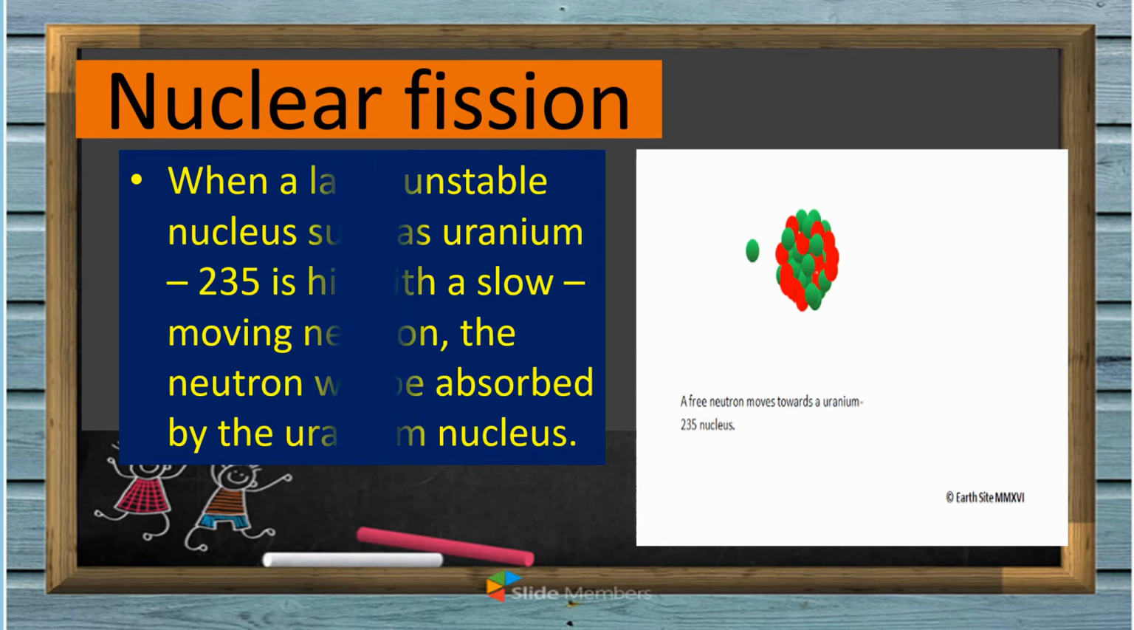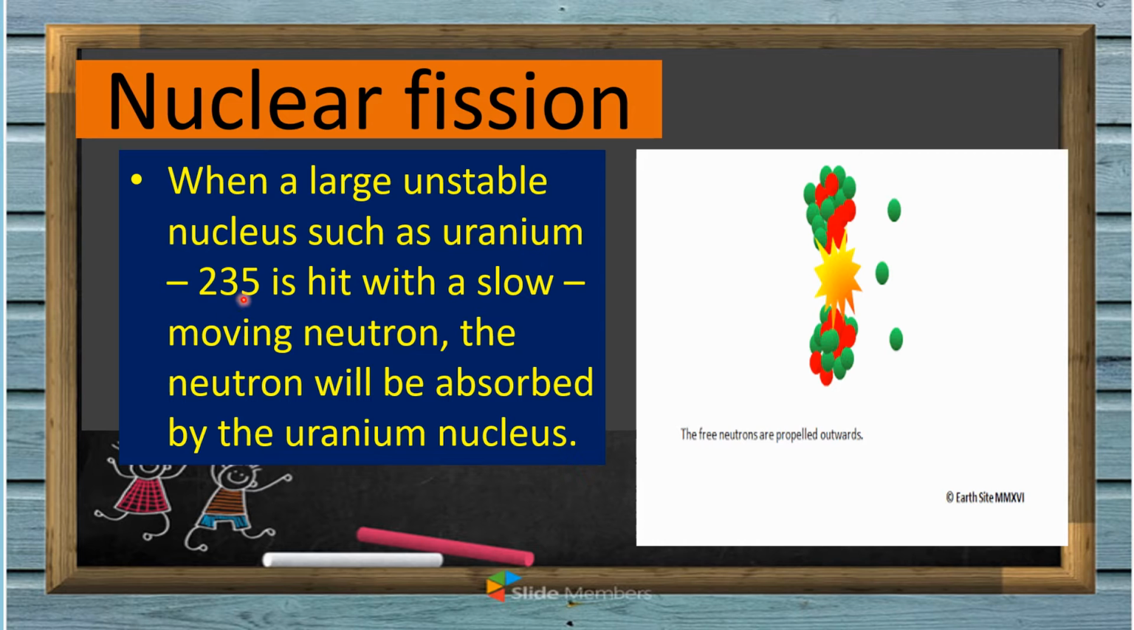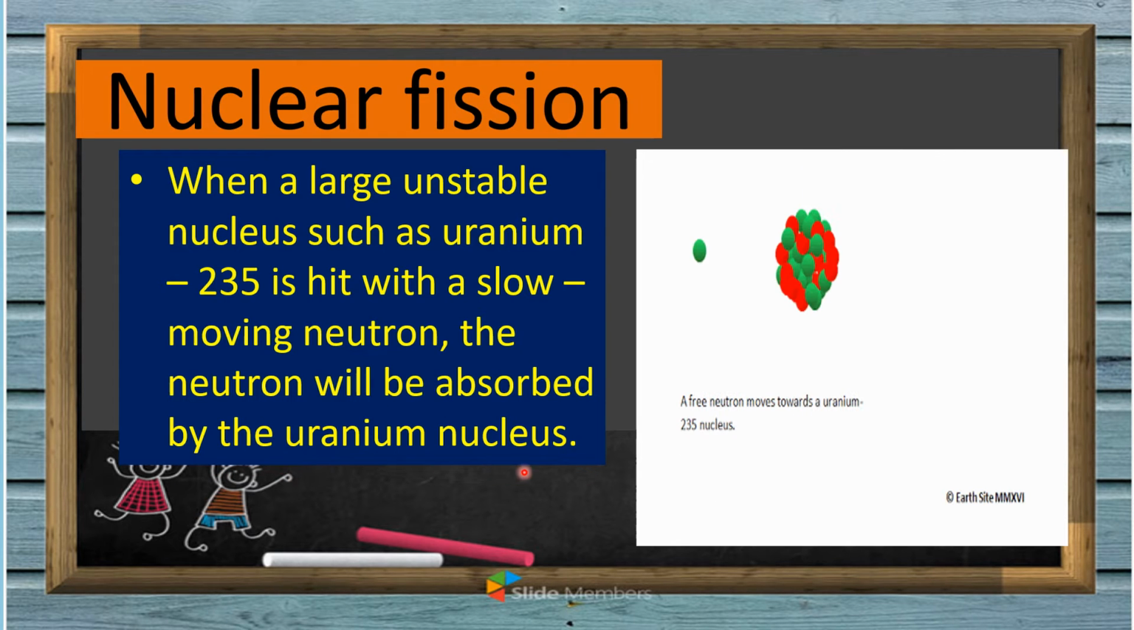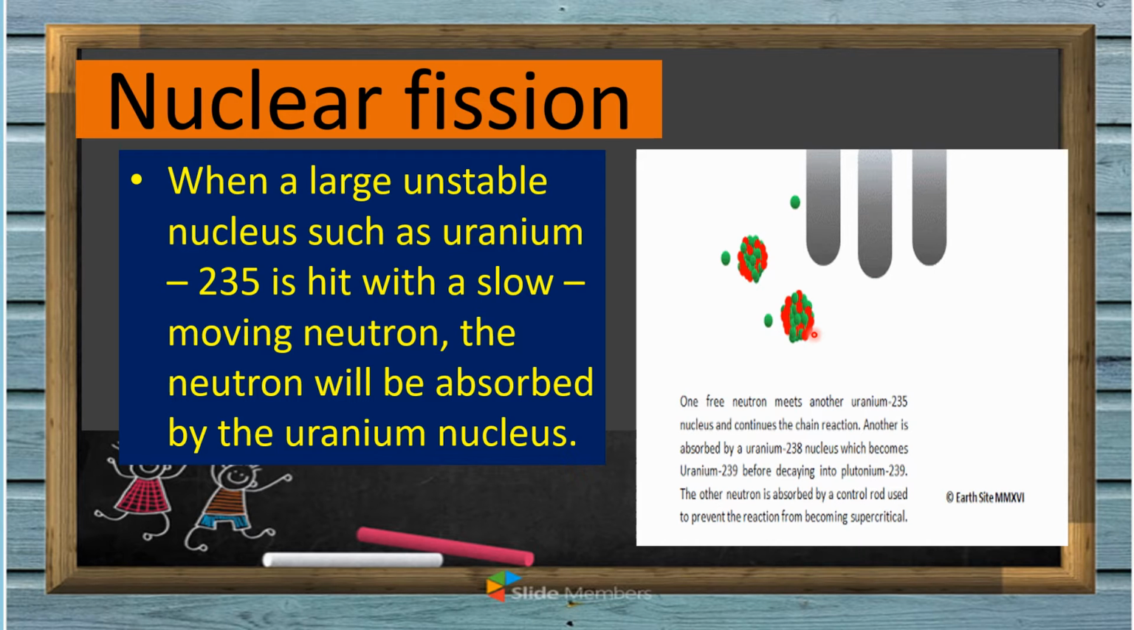An example of nuclear fission is what we call uranium-235. When a large unstable nucleus such as uranium-235 is hit with a slow-moving neutron, the neutron will be absorbed by the uranium nucleus. So for example, this is the neutron hitting the uranium-235. And what happens to the neutron that hits uranium-235? It's being absorbed.